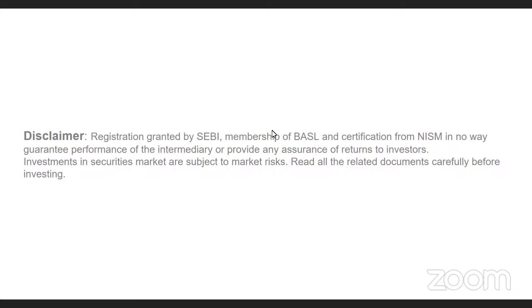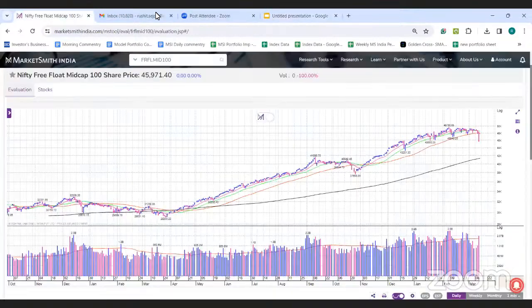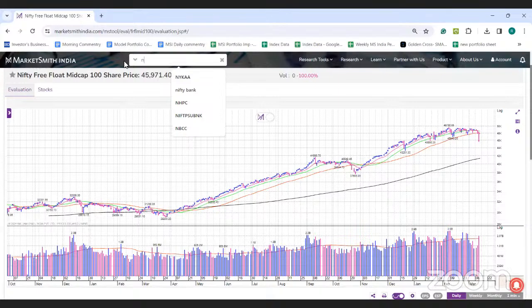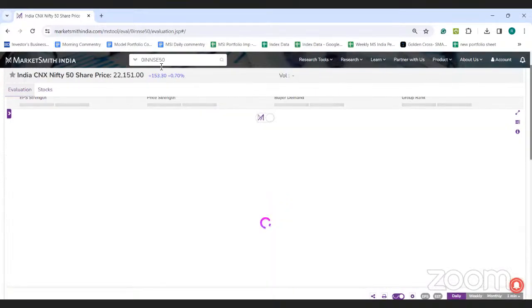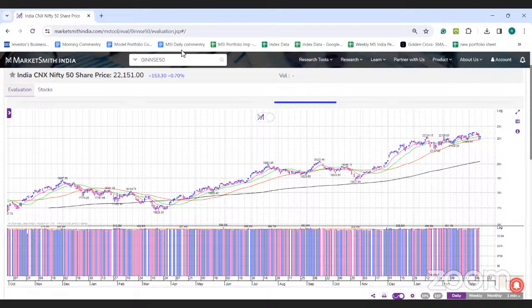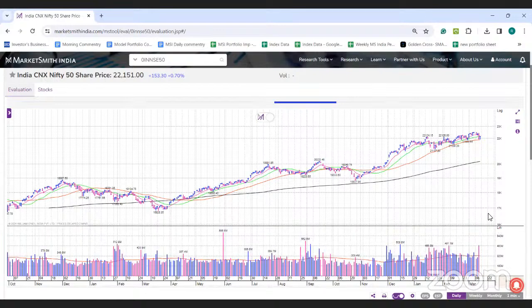Okay, let's begin the session. We have gone through the disclaimer. As always, let's begin with the Nifty 50 setup. As you can see, yesterday was a very tough day for the market, especially for the broader market. But I think Nifty did not see huge selling pressure. But yesterday we added a distribution day.